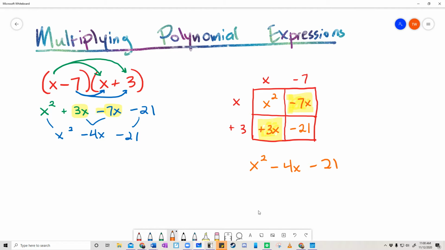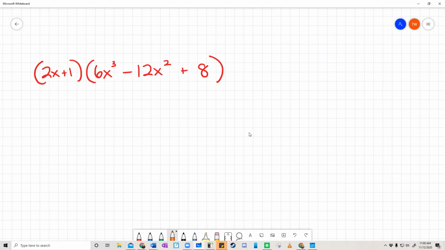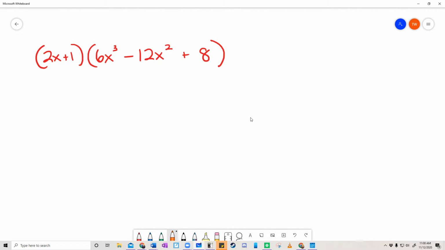I also want to take a look at maybe one more advanced multiplication problem. And if I wanted to do this problem to expand 2x plus 1 times 6x cubed minus 12x squared plus 8, if you did double distribute, you'd have to distribute the 2x to all the terms, and then also the 1 to all the terms, and then combine like terms, just as we did above. I think once these polynomials start to get a little bigger, the area model, the box method, starts to help you organize your work a little bit more nicely.